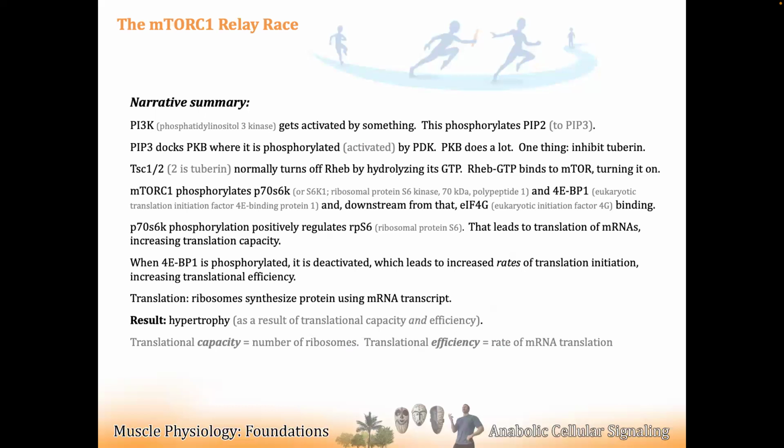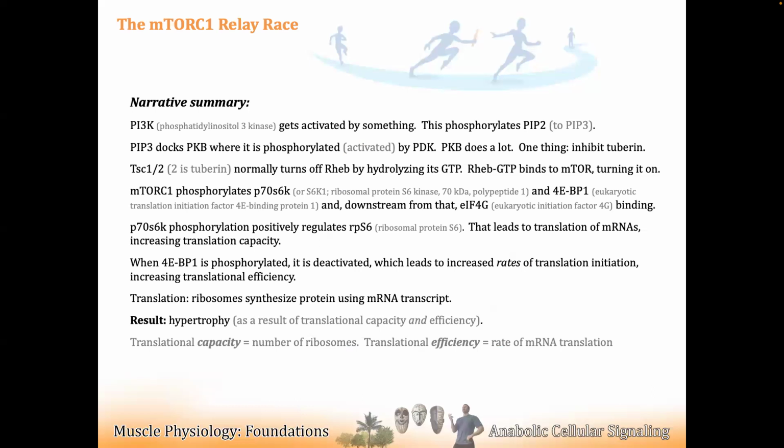We can actually stop the cascade here. We can reverse this with PTEN, phosphatase and tensin homolog. This is a phosphatase. And as you know, phosphatases remove a phosphate. So PTEN, in this case, takes PIP3 back to PIP2. It strips a phosphate off of PIP3 and makes it PIP2. So we're not going to move forward to PKB.